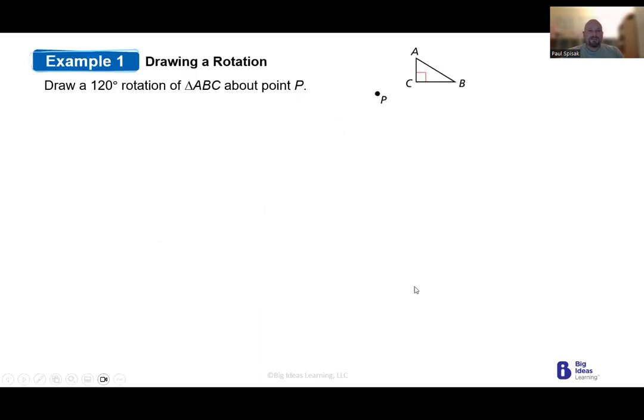All right, on this one, it says draw a 120 degree rotation of triangle ABC around point P. Now, this one, again, they gave us a random point. In order to do this, we'd have to use a protractor.